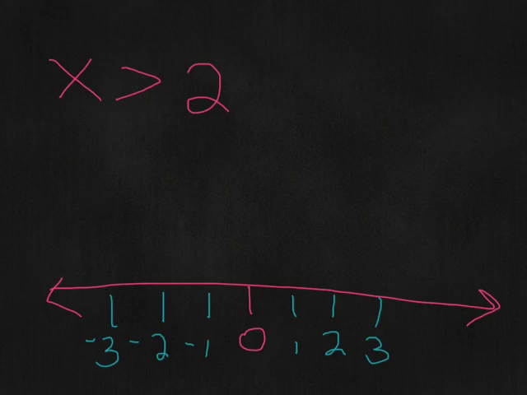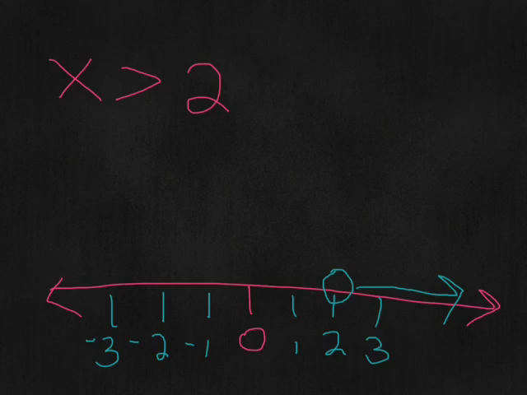So we go to 2 on the number line, and this is just a greater than, so I need to put an open circle at 2, and x is greater than 2, so I draw an arrow to the right in the greater than direction. So this is my graph of x is greater than 2. It's a visual way of showing that all numbers greater than 2 would make this inequality true.